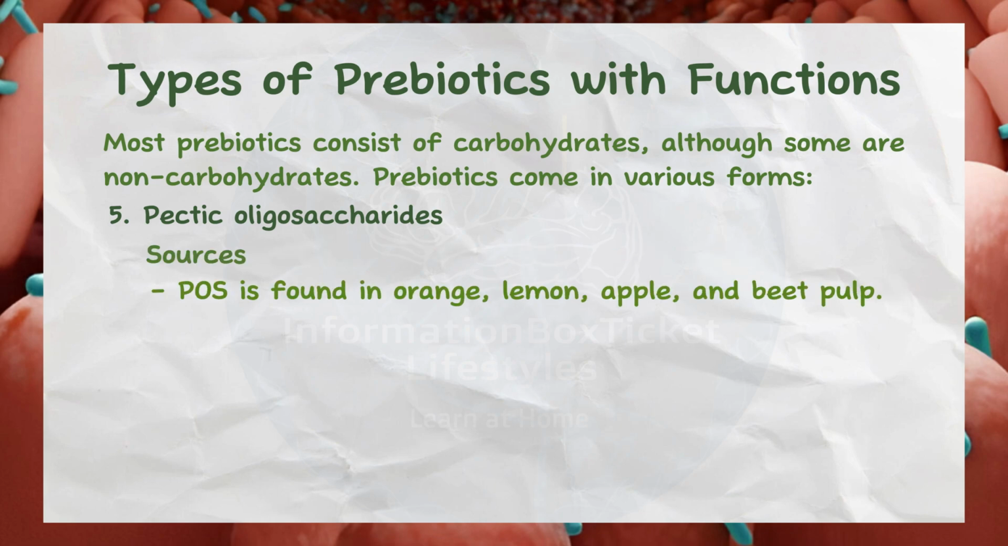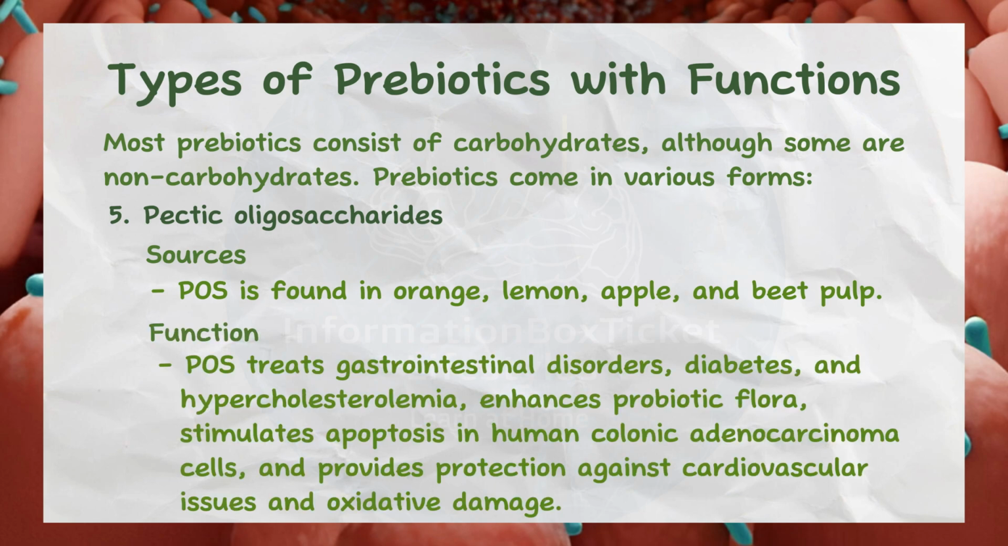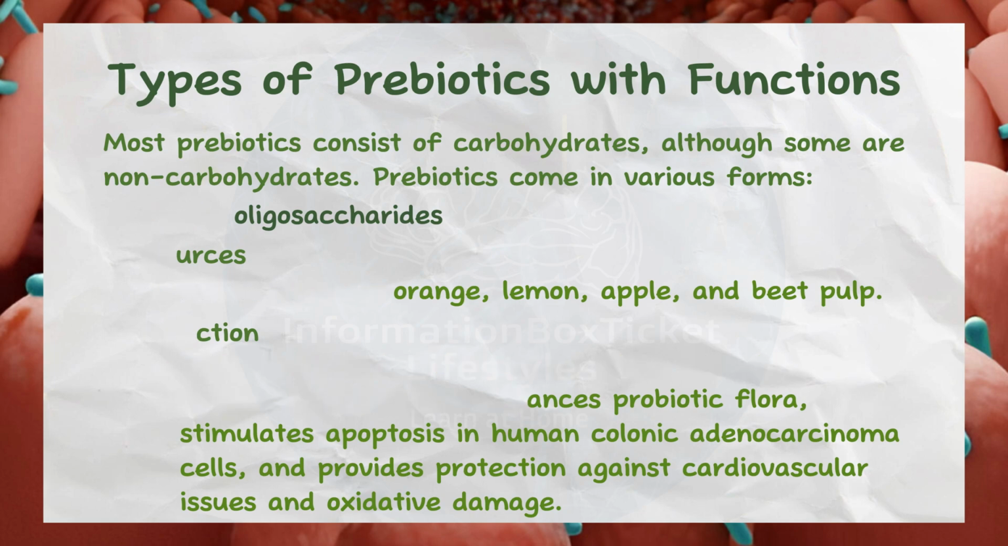5. Pectic oligosaccharides. Pectic oligosaccharides, POS, derived from polysaccharides like pectin, offer various health benefits. Sources. POS is found in orange, lemon, apple, and beet pulp. Functions. POS treats gastrointestinal disorders, diabetes, and hypercholesterolemia, enhances probiotic flora, stimulates apoptosis in human colonic adenocarcinoma cells, and provides protection against cardiovascular issues and oxidative damage.